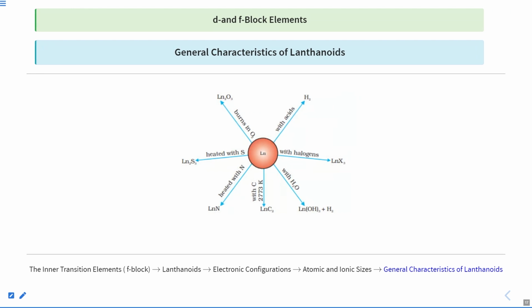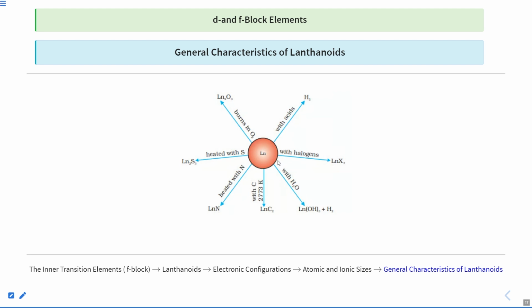Now here is a diagram that represents the reaction with each of these. If you just burn lanthanum in oxygen, it goes to the +3 oxidation state. You can see that very clearly. Also, on reacting with acids, it releases H2, which shows that they are metals. On reacting with halogens, they again form the +3 oxidation state, that is LnX3.